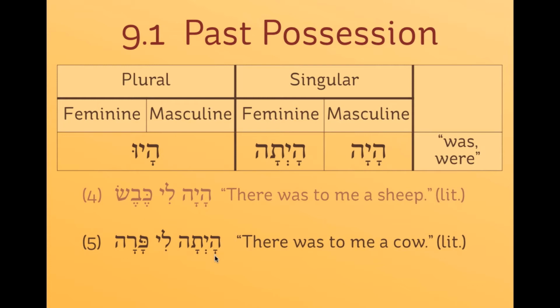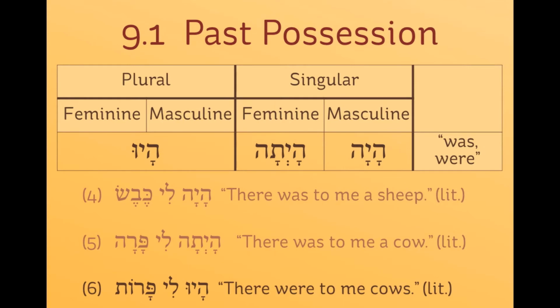Number 5 means I had a cow, hayata li para, where hayata is feminine singular because para is feminine singular. And 6, hayu li parot. Hayu is plural because parot is feminine plural. This means I had cows.